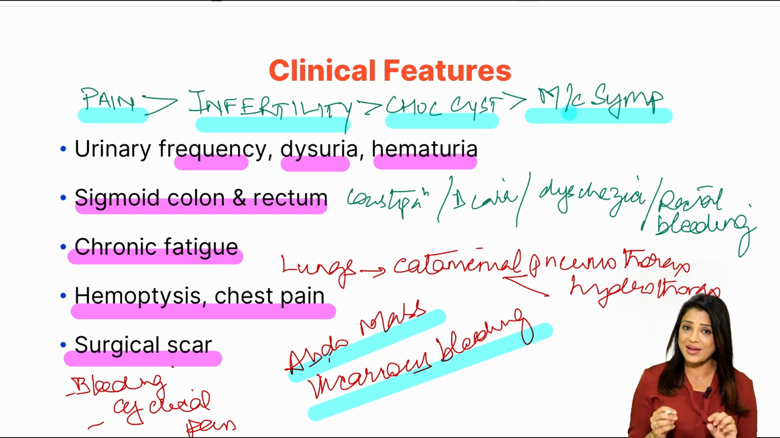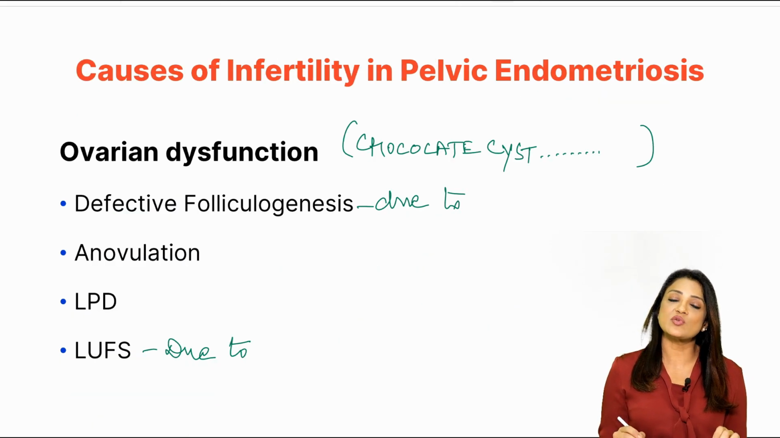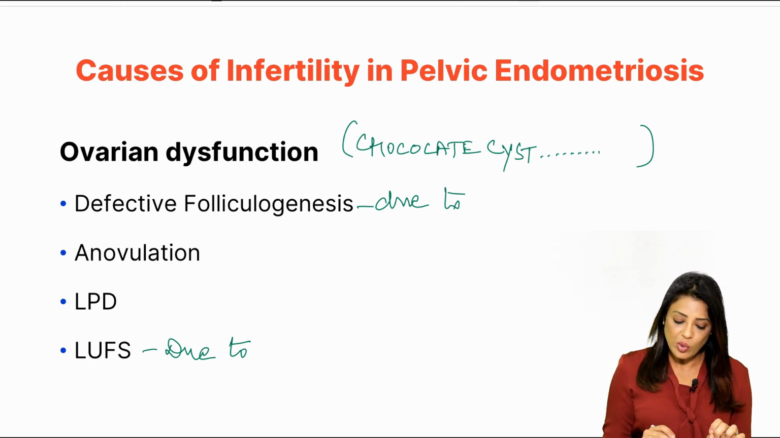But the clinical triad is dysmenorrhea, menorrhagia, and dyspareunia. Remember that. Okay. So what are the causes of infertility in pelvic endometriosis? Let us first talk about the ovary. What are the problems in the ovary that lead to infertility?